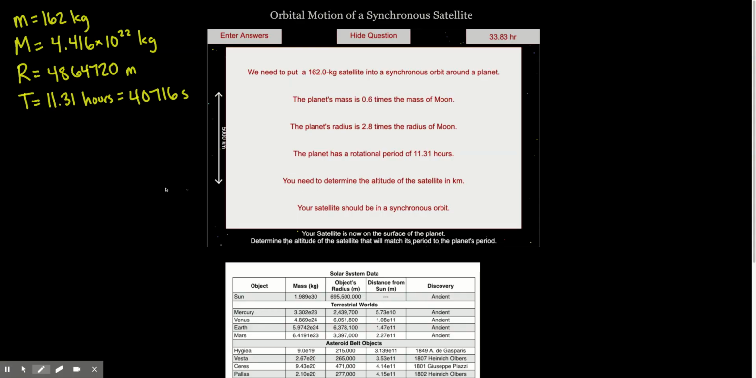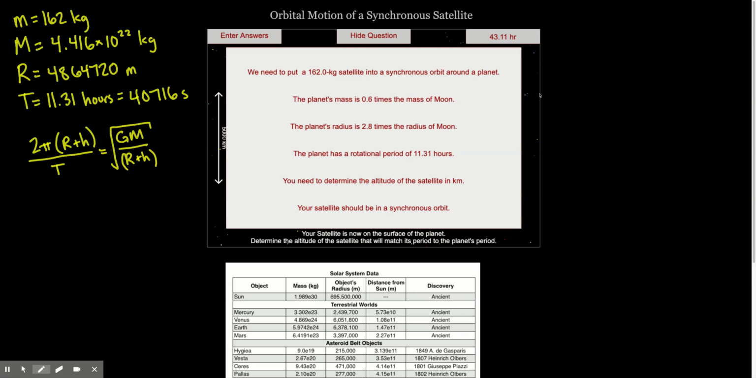So the first thing I need to do is set up our general equation for the geosynchronous satellite. I know the general equation says that 2 pi times r plus h, divided by T, has to equal the square root of GM over r plus h. Velocity is equal to velocity, right?